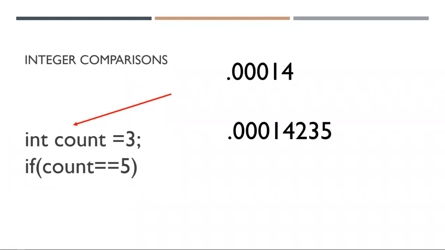So is 0.00014 the same as 0.00014235? Well, at first glance, you might say, no, they are not the same. But what if, when we compare them, they are the same value, but we dropped some precision on one? So this is the problem with floating point comparisons. With floating point representation, minor rounding differences can occur in calculations.